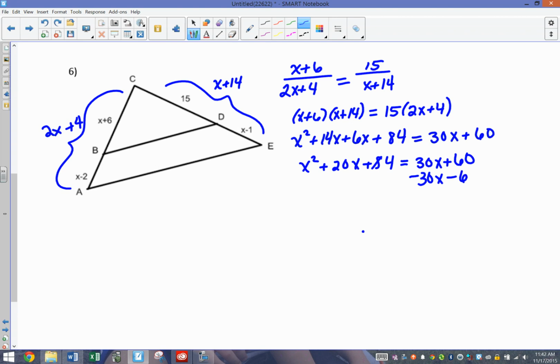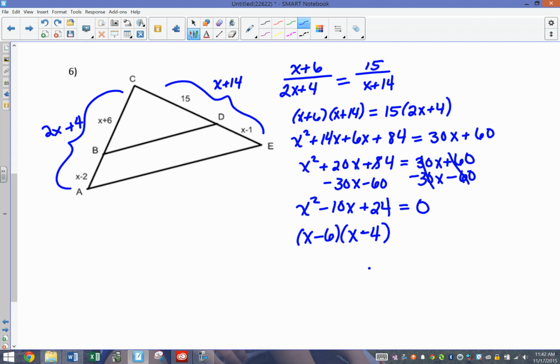Because I have an x squared, I need to set this equal to 0. So I have x squared minus 10x plus 24 equals 0, which is going to give me x minus 6, x minus 4. And so I am going to end up with x equals 6 and x equals 4. And it seems as though both of those are solutions, because I could put a 6 in there and not have any negatives, and a 4 in and not have any negatives. So yeah, x can actually be two things here.